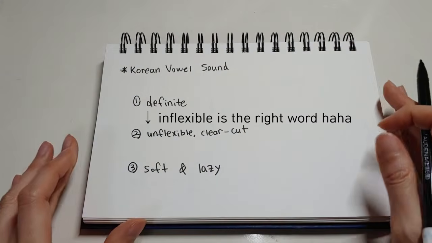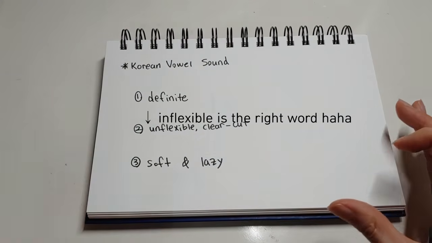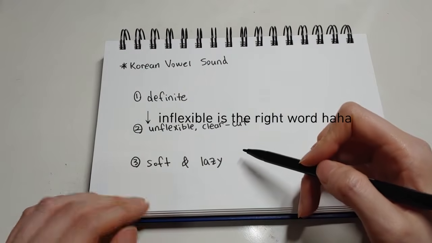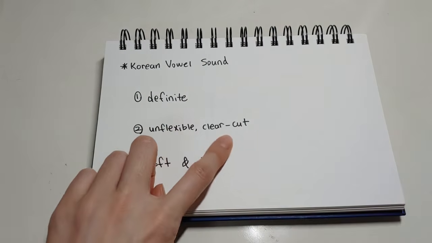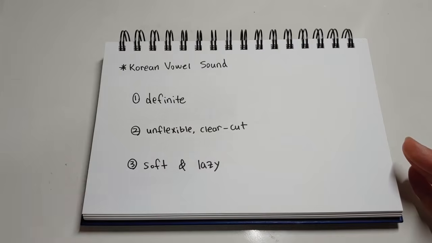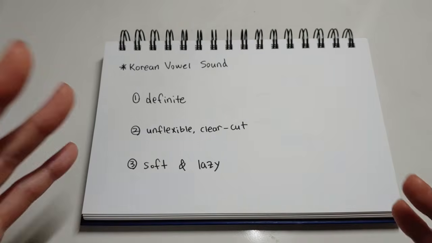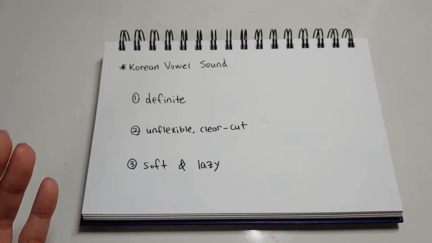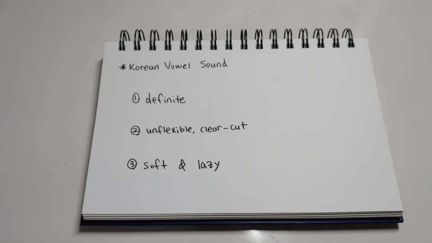Another trait about Korean vowels is that they are not flexible. They're very unflexible and clear-cut, so you shouldn't flow the vowel sound onto the next syllable. What I mean by that is that in English, the vowel sound is very flexible. If you are a native speaker of English, it's something you might not have noticed or paid attention to, but it really is.